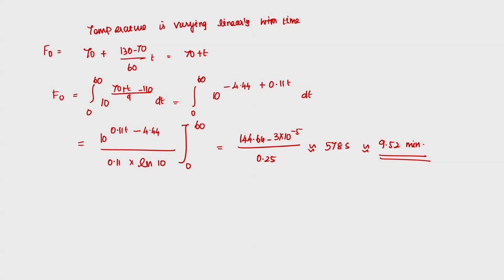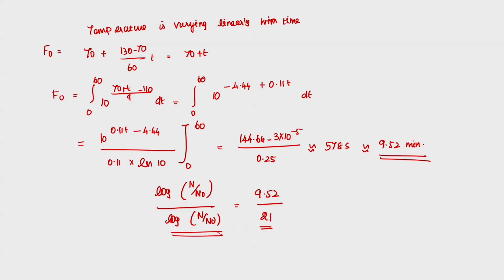But if you increase the temperature linearly from 70 to 130 for about 60 seconds, your equivalent F naught is 9.52 minutes. So, we are supposed to calculate both the ratios, log of n upon n naught. The actual process we have calculated is 9.52. So, this is 21, right. For the 21 they have given already the value, right.